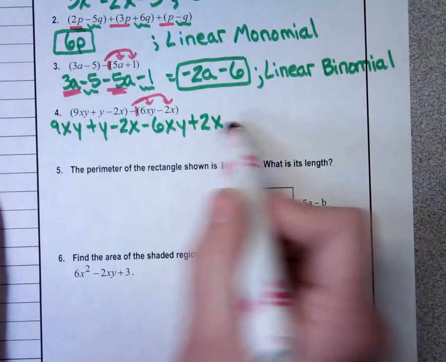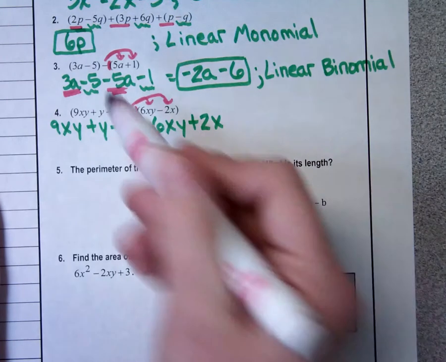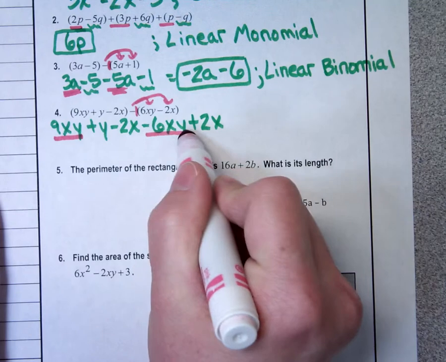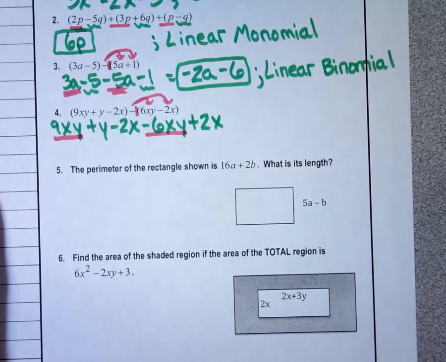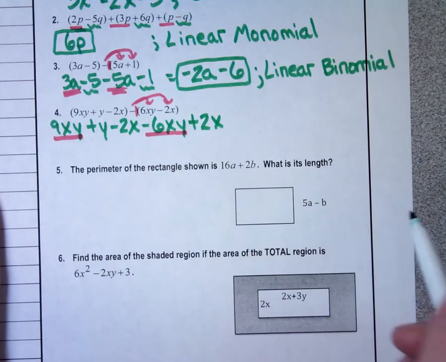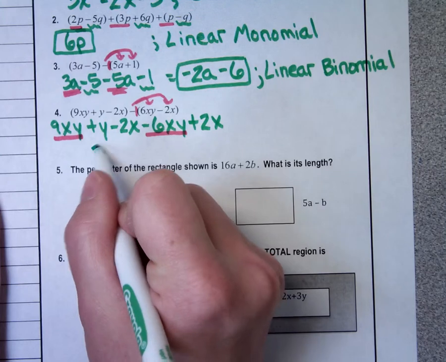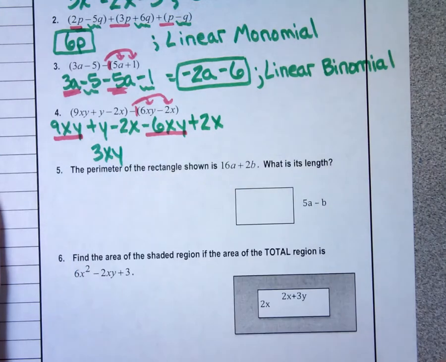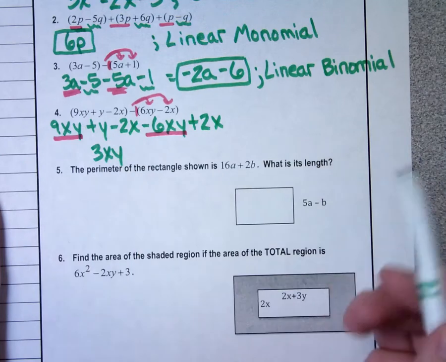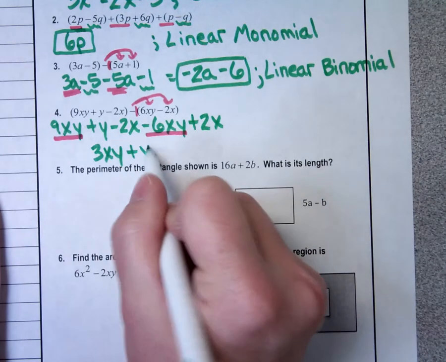Okay, this one has a mixture of x's and y's, so it really doesn't matter what I start with. I'm going to start with xy's. So here's an xy and here's an xy. I only can add and subtract things if they look exactly alike. Same variables, same exponents. How much is 9xy minus 6xy? 3xy. Okay, do you see any other y's besides this one? Nope, so I'm just going to recopy it.